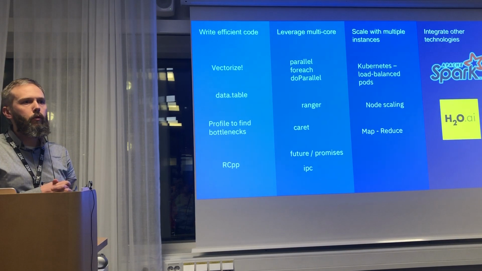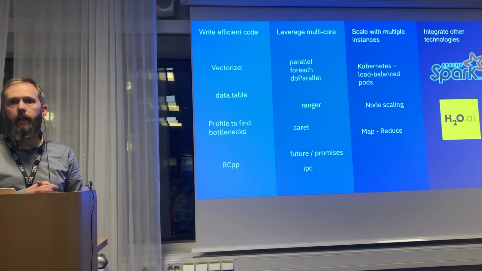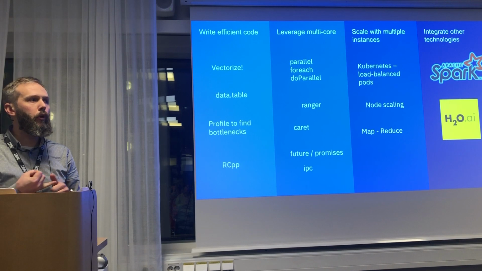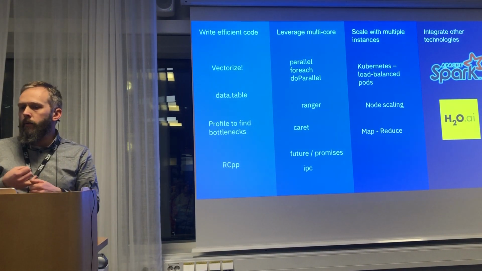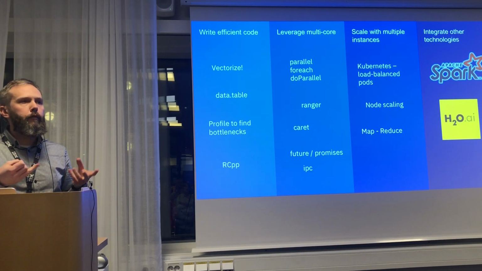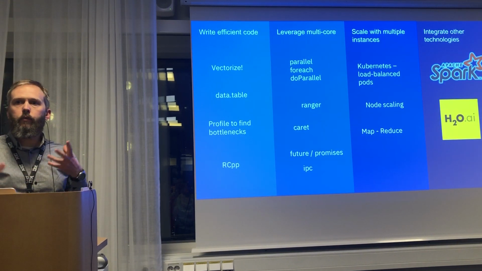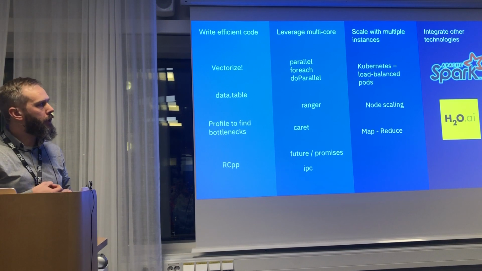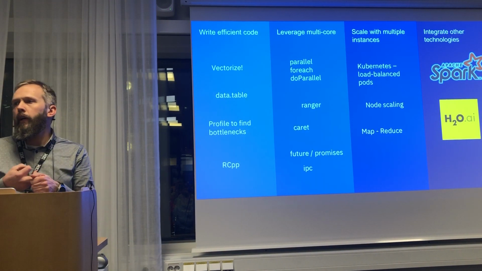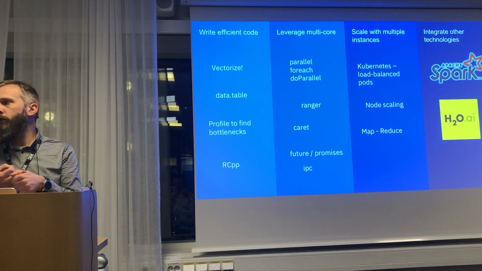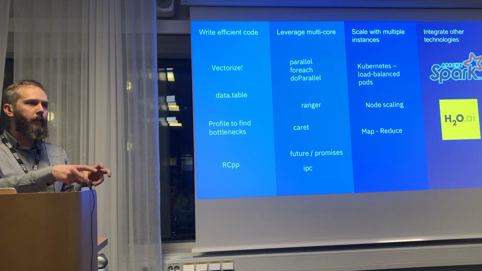The first one is to make sure the code you write is actually efficient. Avoid the for loop, so vectorize what you can. There are also certain packages that can help, that are really efficient, like data.table is really efficient at doing operations on big tables. You should profile your code to find out where you have bottlenecks so that you spend your time optimizing the right parts of the code.